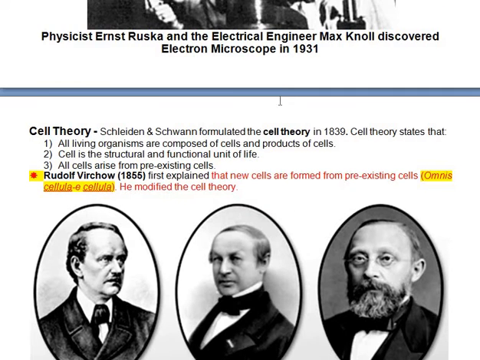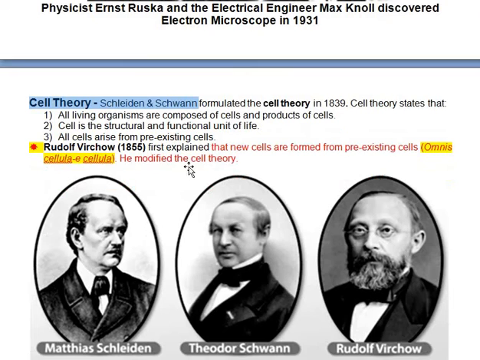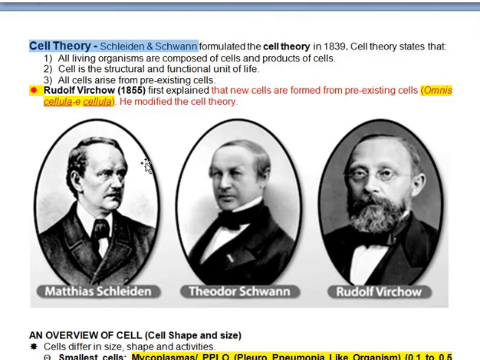Then in 1839, that is before 1931, the cell theory was given by two scientists, Schleiden and Schwann. These were the two scientists who formulated the cell theory in 1839. They gave some statements. There were two postulates: all living organisms are composed of cells and products of cells, and the cell is the structural and functional unit of life.